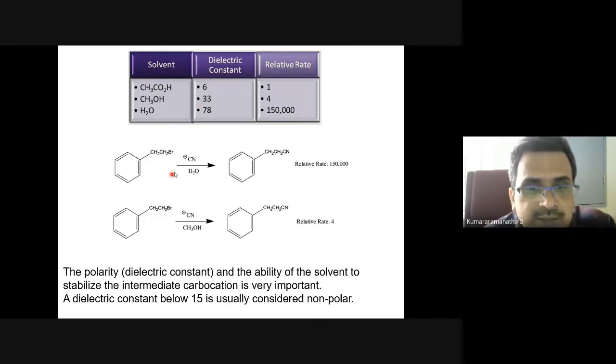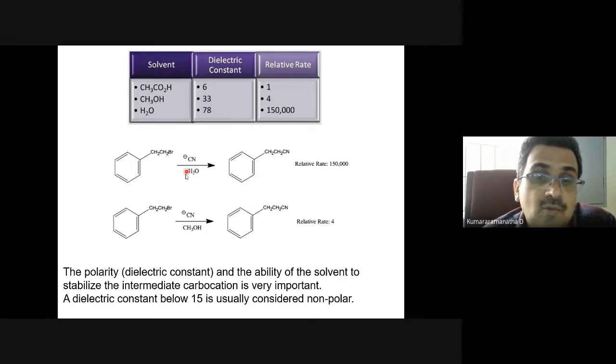Now please see here, you have a bromo substituted product. This should be leaving and you get the cyano group. Halogens in general are good leaving groups, and the cyano group should be attached. Here it forms very fast if you do the reaction in water. But if you do it in methanol, you see the rate of reaction drops down drastically. Whenever you have a dielectric constant below 15, you generally call it a non-polar solvent.